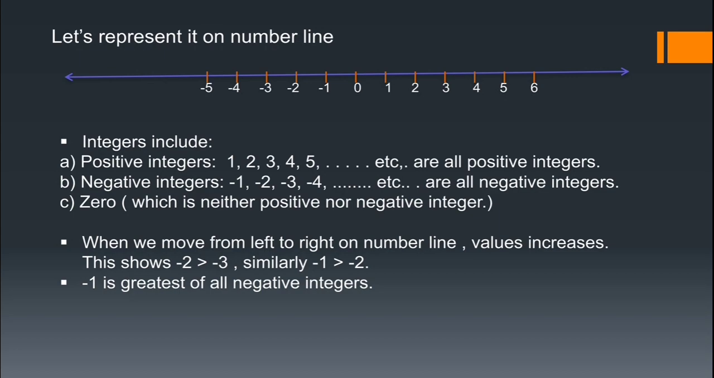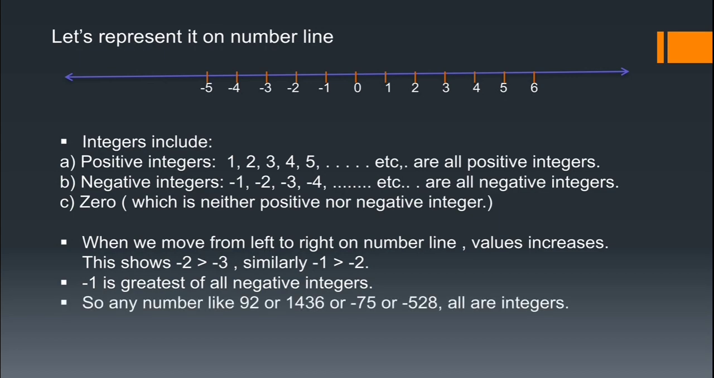It means that any number like 52, 38, 755, 1438, -75, -520, all these are integers. But if I say 7 by 2, then it is not an integer, because 7 by 2 is a fraction. It means fractions or decimals are not included in integers.